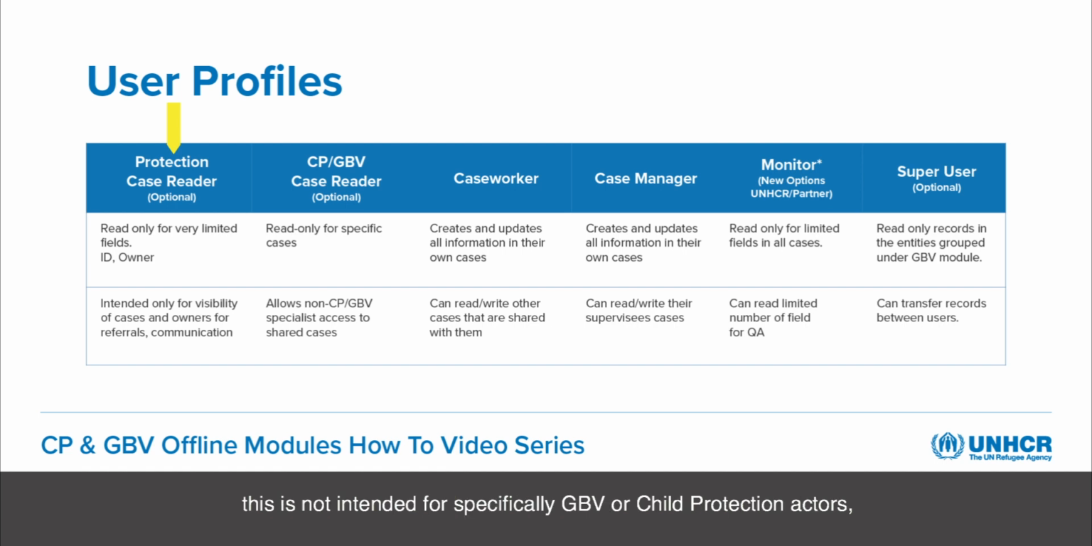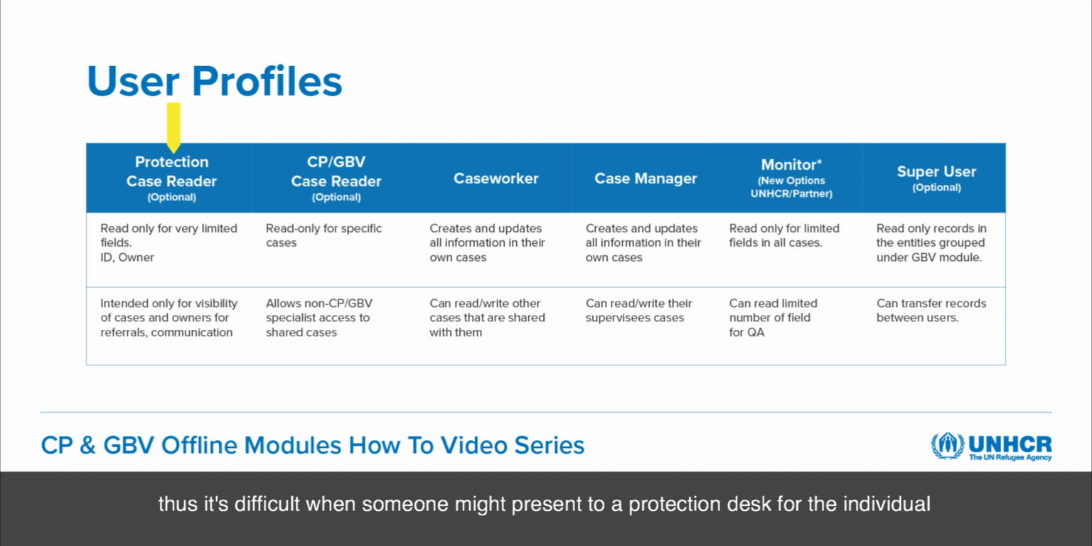This is not intended for specifically GBV or child protection actors. It's actually a role intended for those who are most frequently faced with disclosures or individuals who are following up on the status of their cases. And this would allow for a very limited amount of visibility for the individual to know that a case exists. As we mentioned in the last slide, the visibility of GBV and child protection cases are intentionally not visible outside of access to this module.